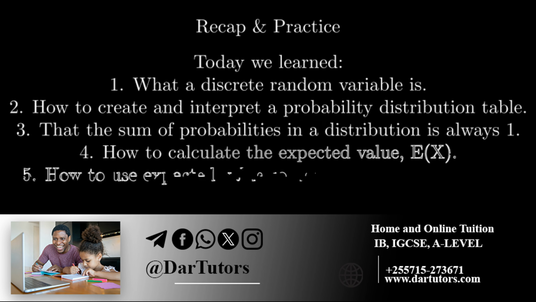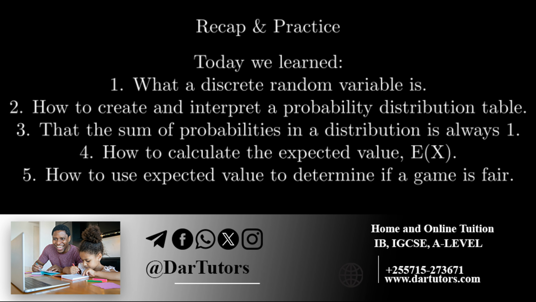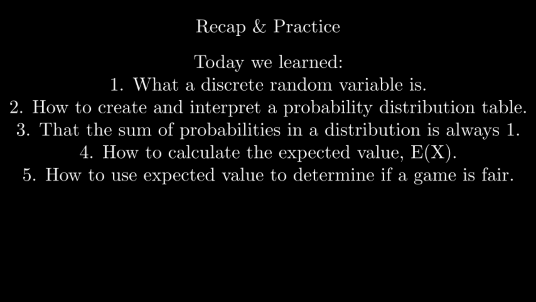All right, let's quickly recap what we've learned today before you get started on some practice problems. We've covered a lot of ground. We defined discrete random variables and their probability distributions. We established the crucial rule that probabilities must sum to 1. We then introduced the concept of expected value as a long-run average and learned the formula to calculate it. Finally, we applied this to the practical context of analyzing games of chance. These are foundational skills for this chapter. The best way to solidify them is through practice.